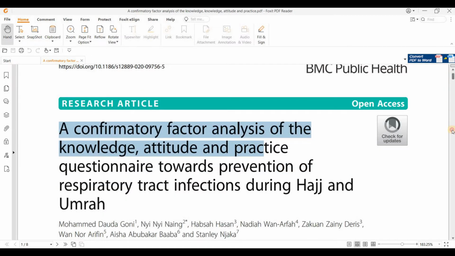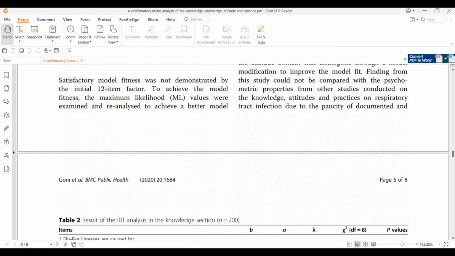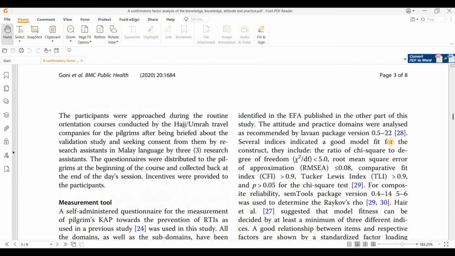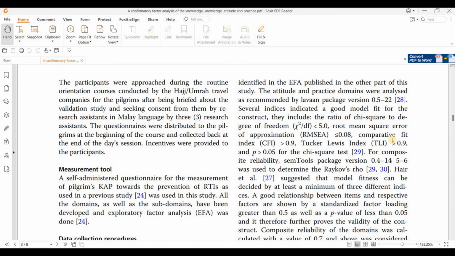So directly we are coming to this. Yes, here, confirmatory factor analysis was conducted to confirm the factorial structure of the questionnaire which was used over there. So what they have said, they provided the results. First they checked the chi-square, whether it is significant or not. Chi-square divided by degrees of freedom, if it is less than 0.5, that's good.